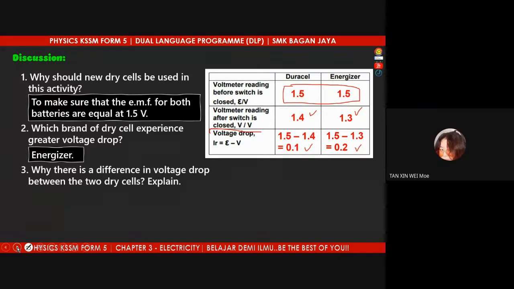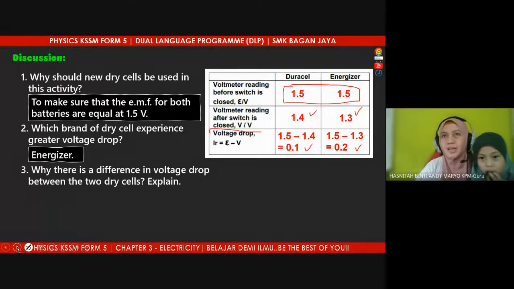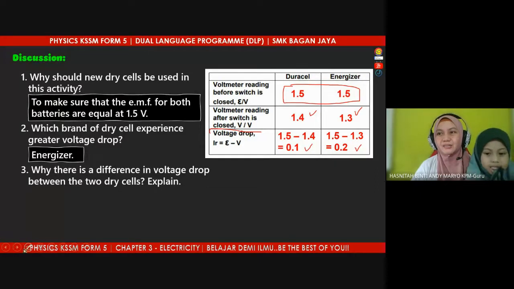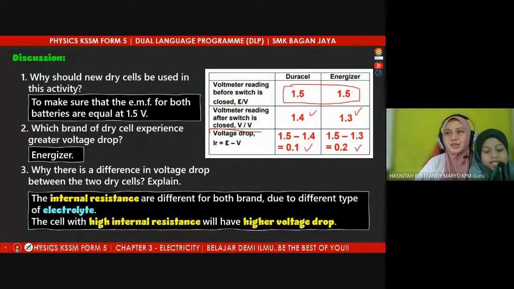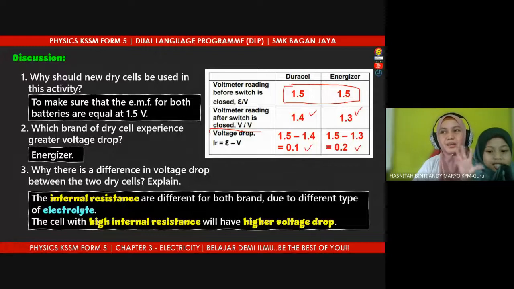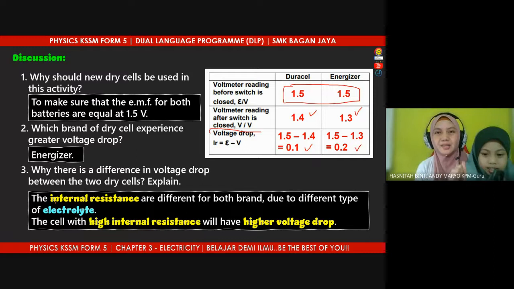I think it is heat energy released. Heat energy released. Okay, any other answer? What do you think causes the voltage drop between these two dry cells? Cindre said there is heat produced. Any other reason you can think of? Any idea? Internal resistance is different. Yes, very good. The answer is actually due to the existence of internal resistance in the battery.